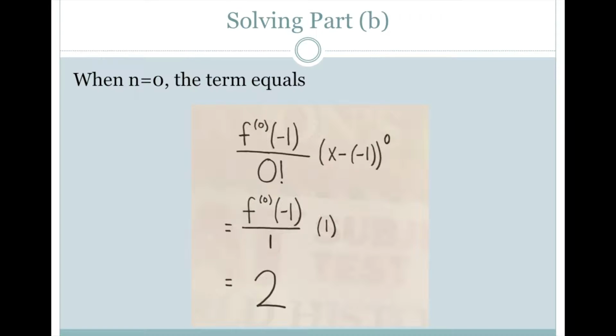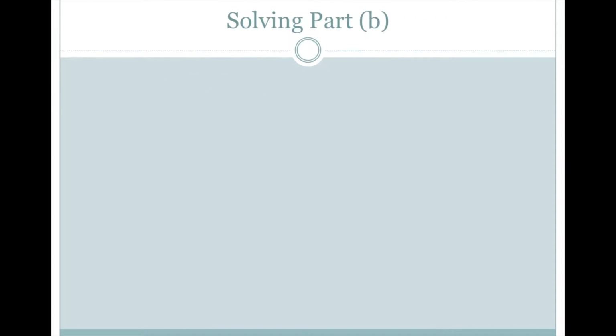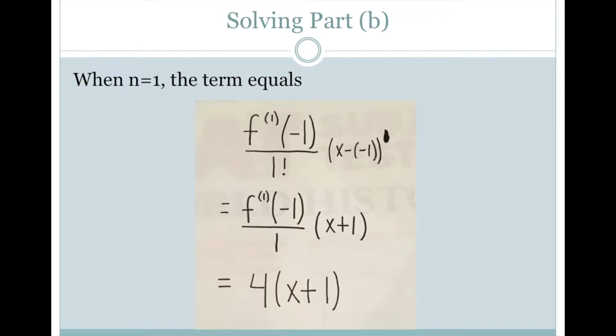So let's start with when n equals 0. When n equals 0, the term equals 2, because we already know that f of negative 1 is equal to 2. The other values cancel out to 1, so all that matters is the y value, which is 2. Now, when n equals 1, the term equals 4 times x plus 1.